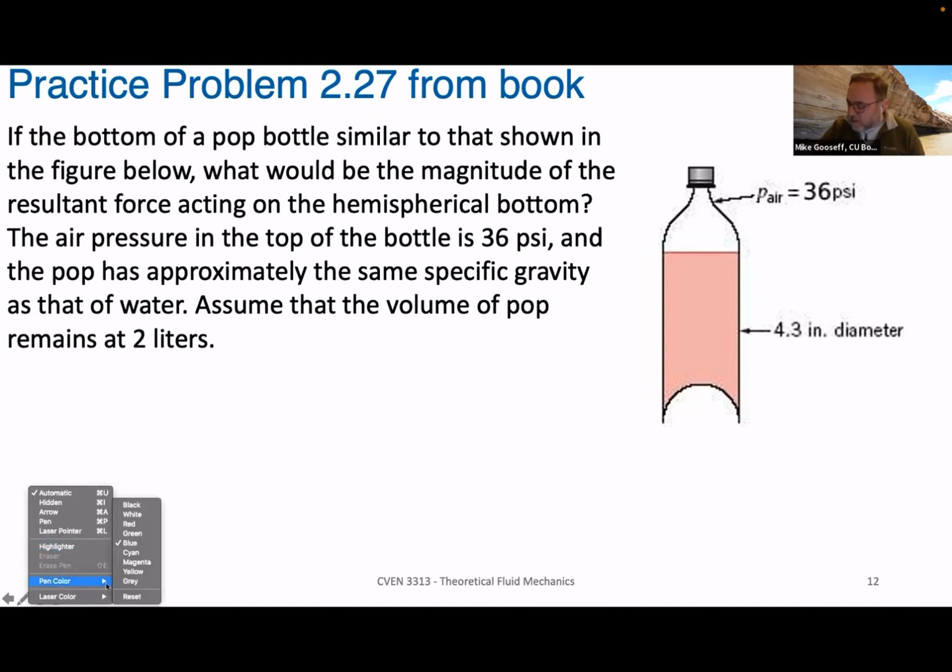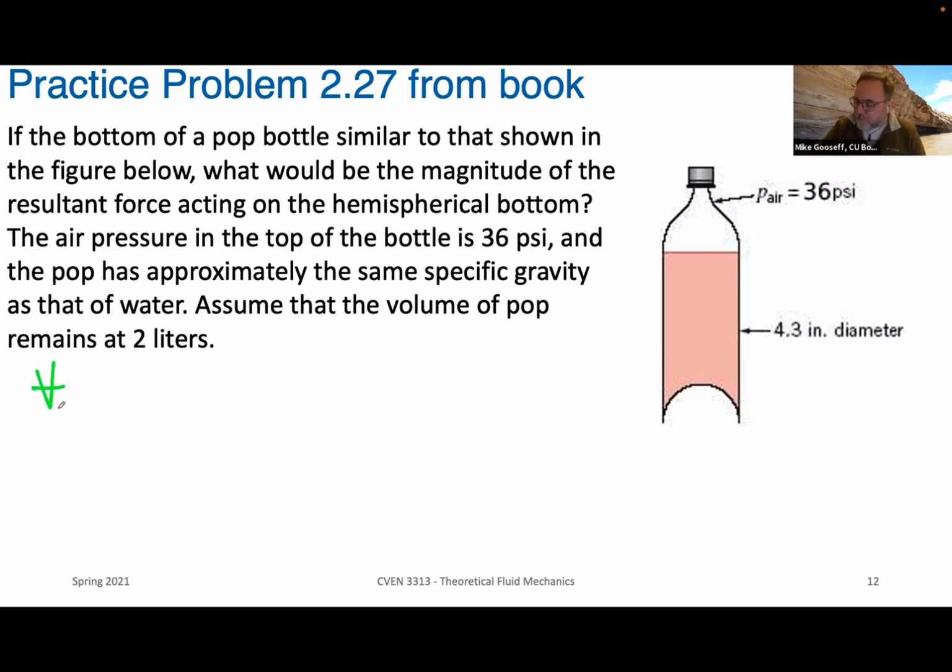All right, so pen color, let's try green. All right, so the volume of pop, oh, I forgot how light that is. I don't like that contrast. We can't do white, that won't show up at all. Let's try magenta, see what that looks like. All right, the volume of pop is equal to, we said 2 liters, which, by the way, we can convert to cubic meters.